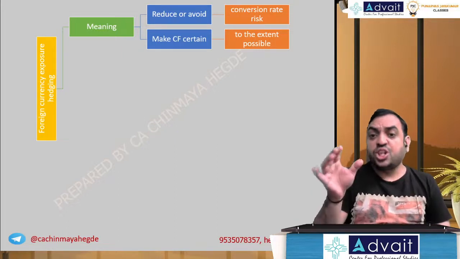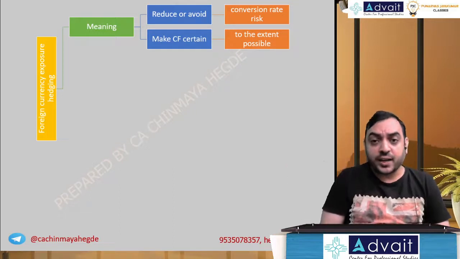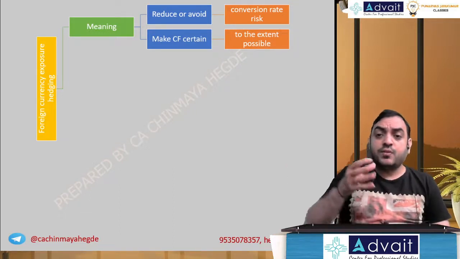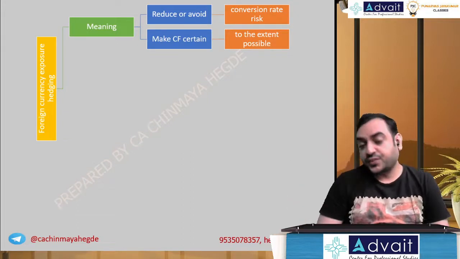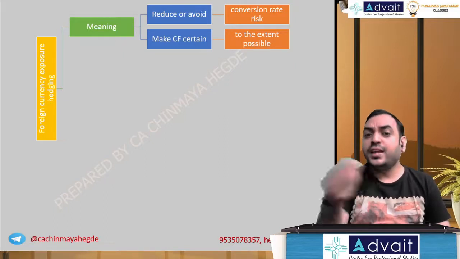Sometimes absolute certainty is possible, for example, by entering into a forward contract, even by doing money market hedging. And sometimes we may not be able to protect 100%, for example, if I go for futures. So we are making the cash flow certain to the extent possible.